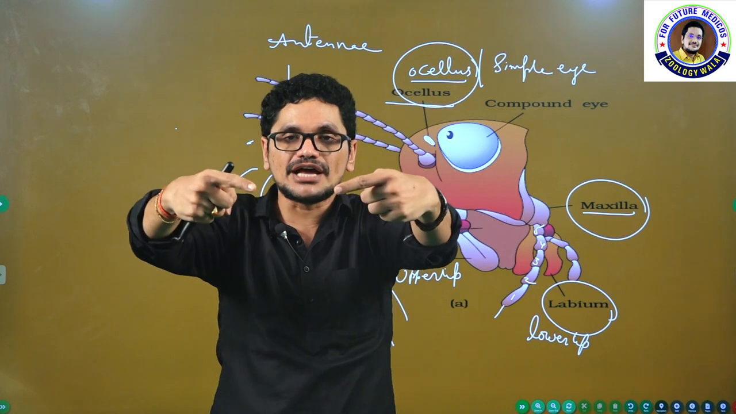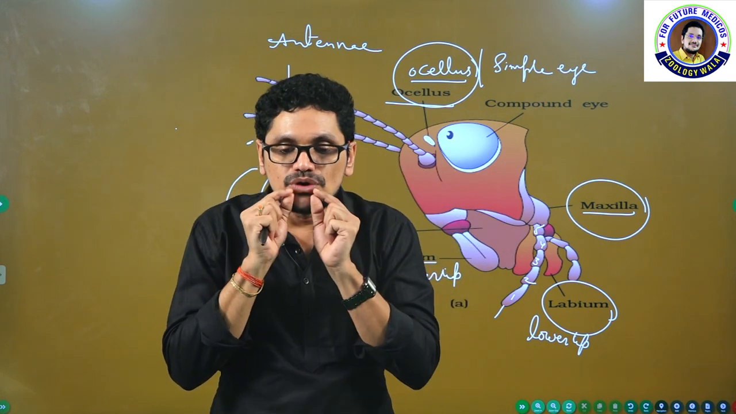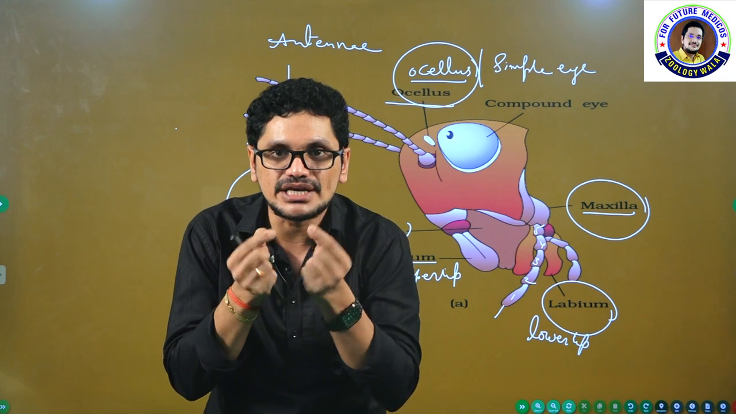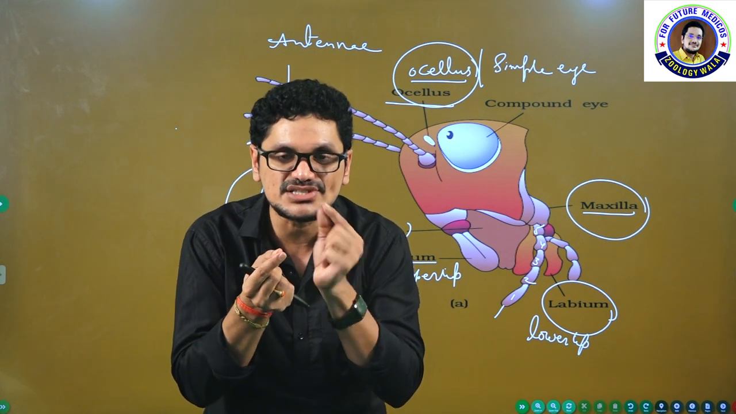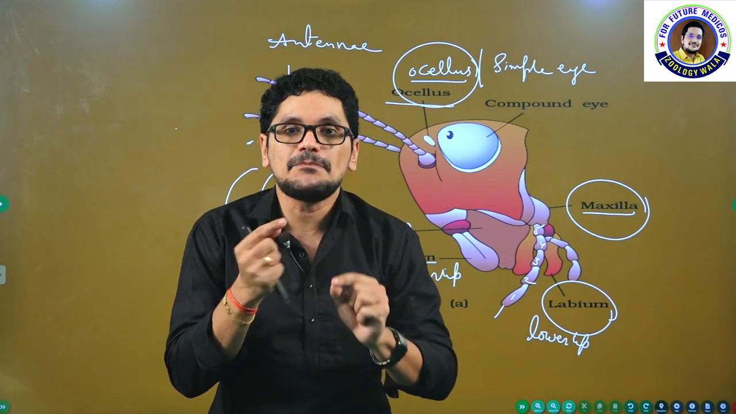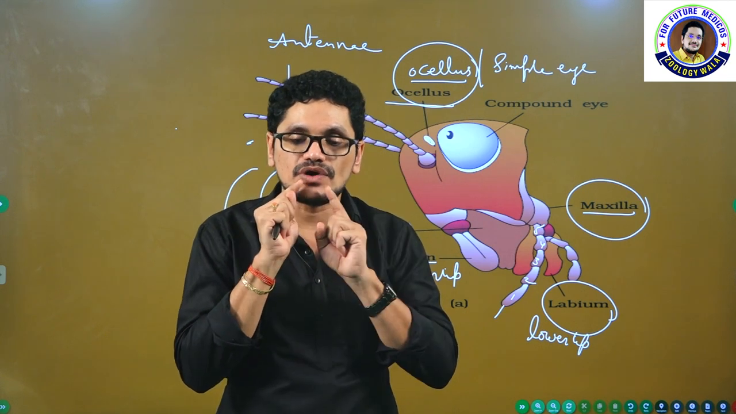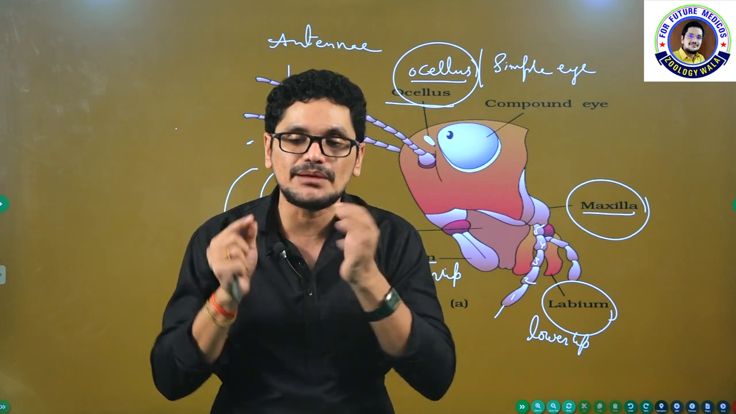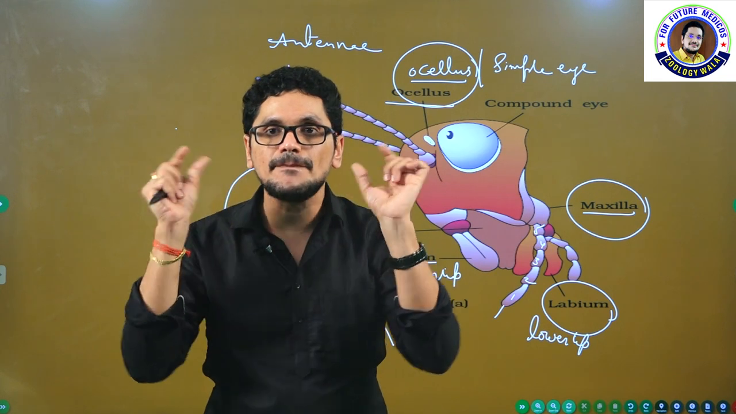So 2 maxillae are present, and this is labium, which shows 3 here, 3 here. These are called labial palps. Labium is nothing but the lower lip. 3 here, 3 here, that is labial palp, and these structures will become maxillary palp.